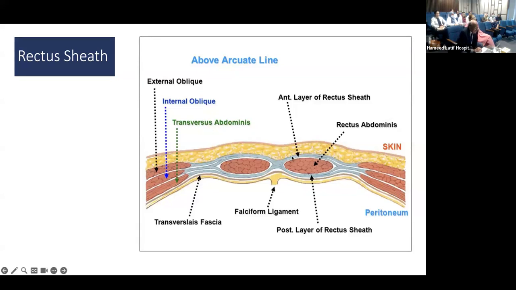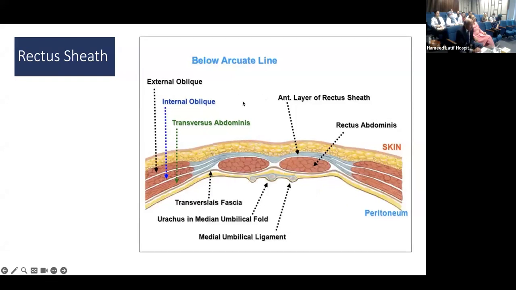So here you see the rectus sheath. This is the rectus sheath which is above the umbilicus or above the arcuate line. Here you see that the external oblique runs in front of the rectus muscle. Transversus abdominis, or its aponeurosis or its extension to the linea alba, would run behind the rectus muscle. But the aponeurosis of the internal oblique will split here, and part of that would be in front of rectus and part of that would go to form the posterior rectus sheath over here.